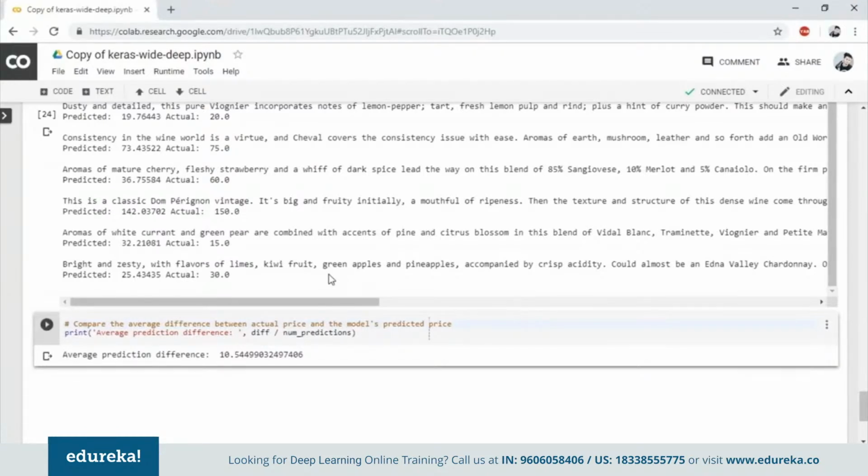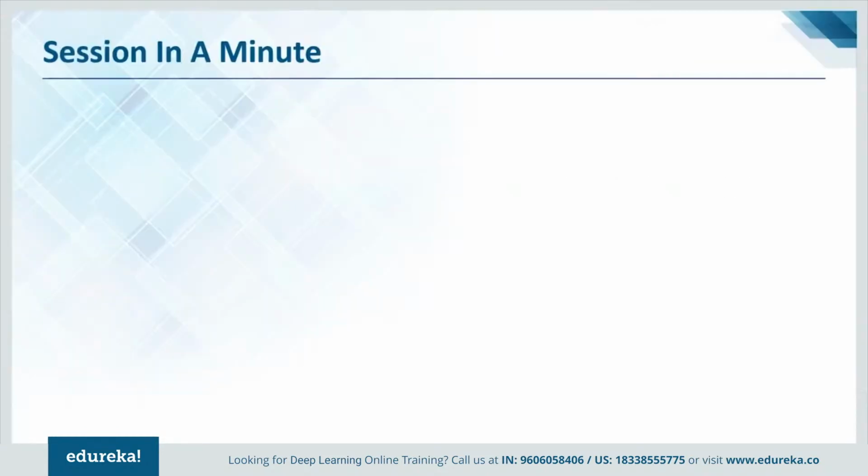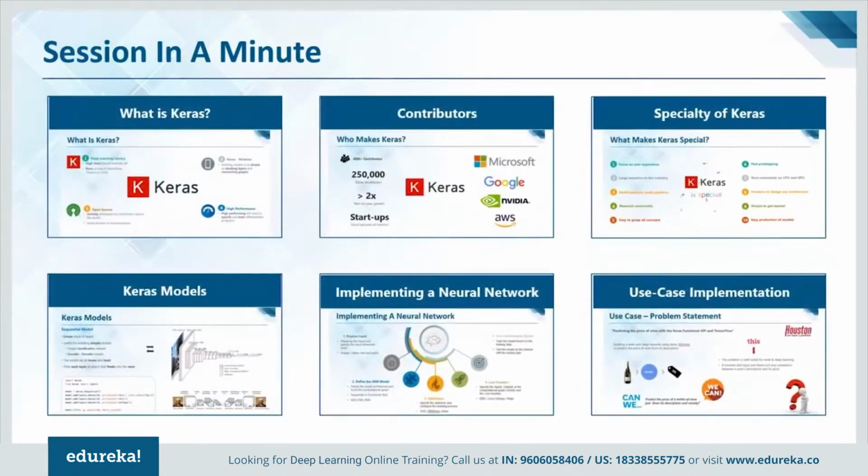Well, to wrap this up, let's head back to our presentation and we can run through what we did in the entire session. We started out to check what Keras actually is. Then we checked out the contributors who support and develop Keras. Next, we checked out the specialty of Keras by highlighting some of the really good features. And next, we checked out the models. And next, we checked out the easy steps to implement a neural network. And lastly, we went through this amazing use case and dived right into the heart of Keras. Keras is lovely and I can't begin to tell you how much I'm liking it.